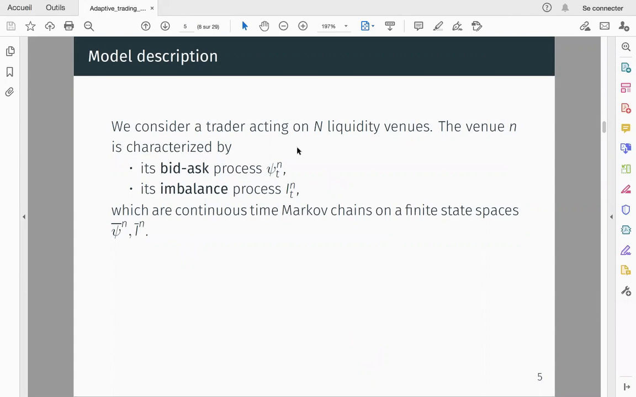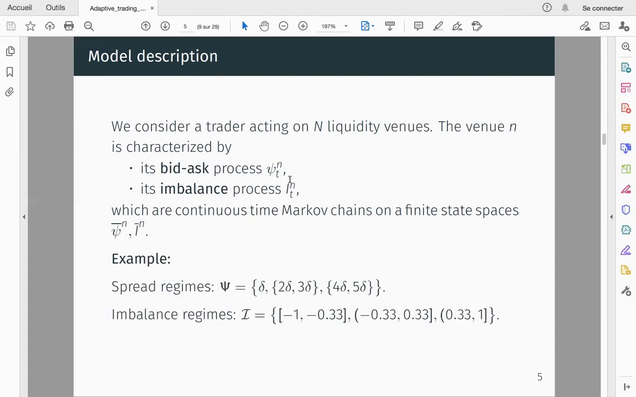First of all, we consider a trader which acts on N liquidity venues, and we will assume for simplicity that we are doing optimal execution, meaning that the trader only acts on the sell side of the order book. Of course, you can extend it to both sides. It does not increase the dimensionality of the problem. So we say that the venue n is characterized by two processes. It's bid-ask process C_t^n and its imbalance process I_t^n, which are continuous time Markov chains on finite state spaces.